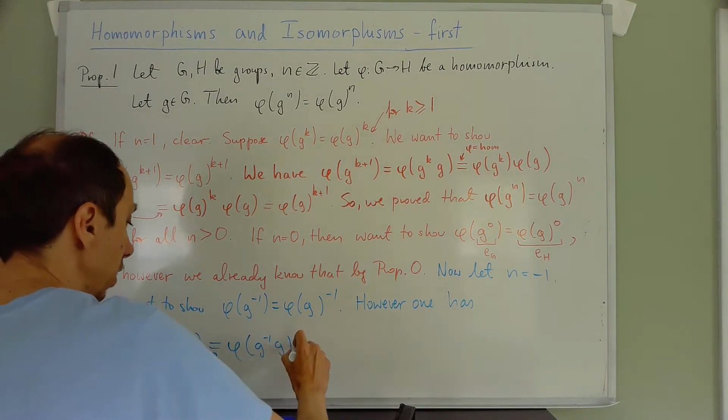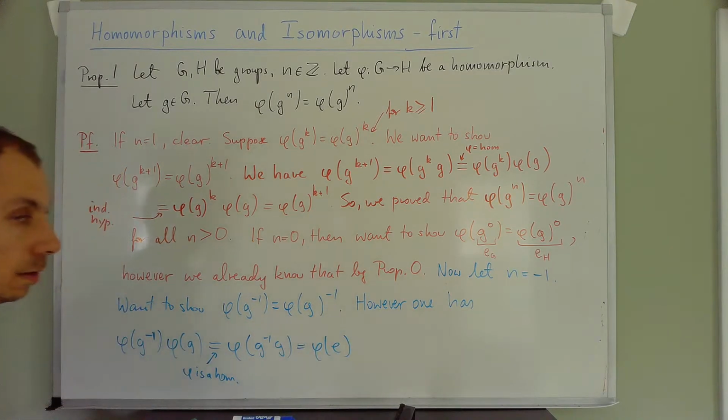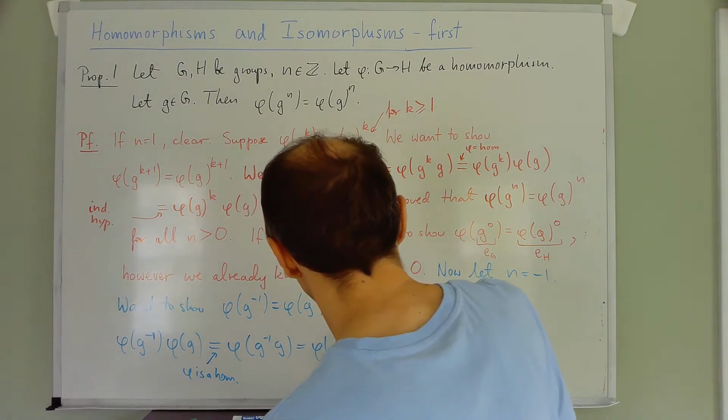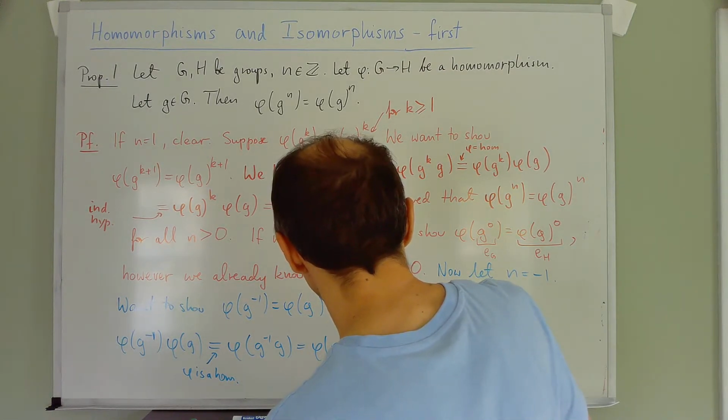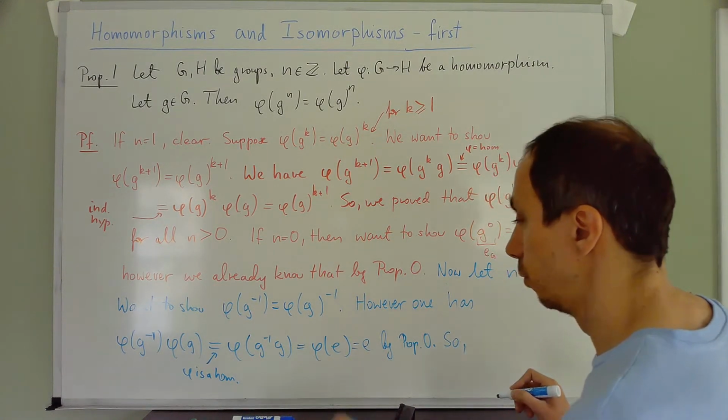But that's just the identity in G. But phi of the identity is equal to the identity by proposition 0. So what does that prove?